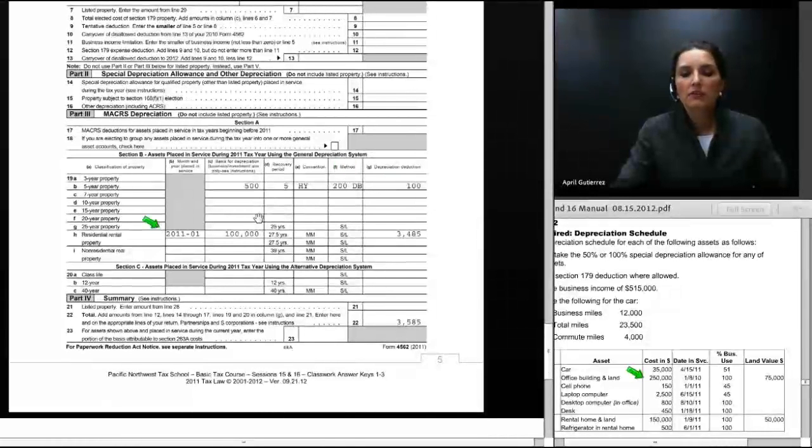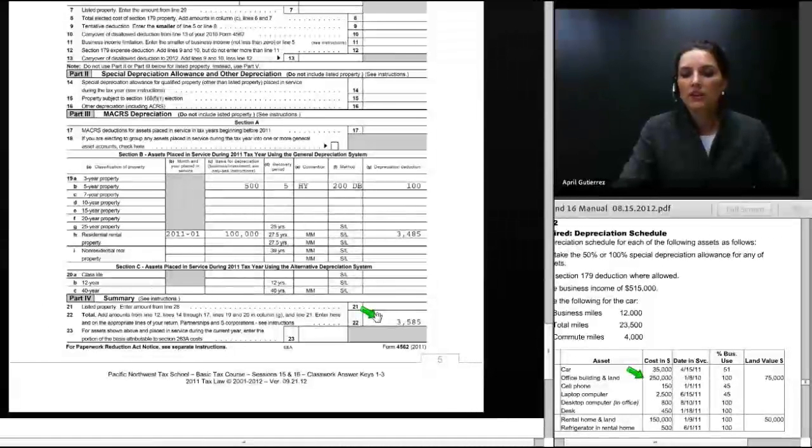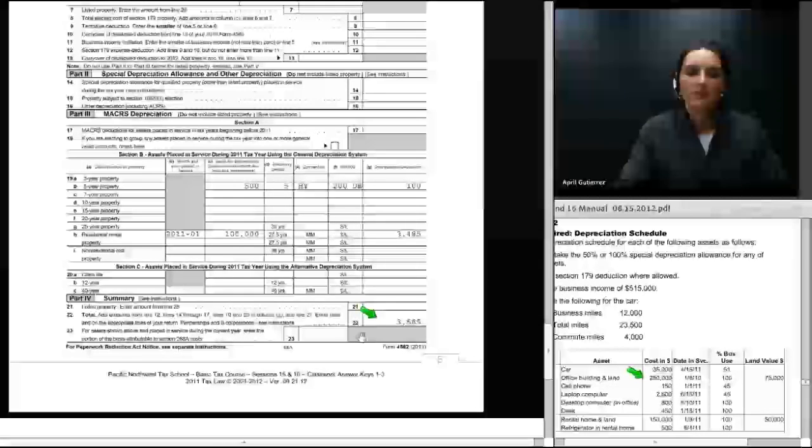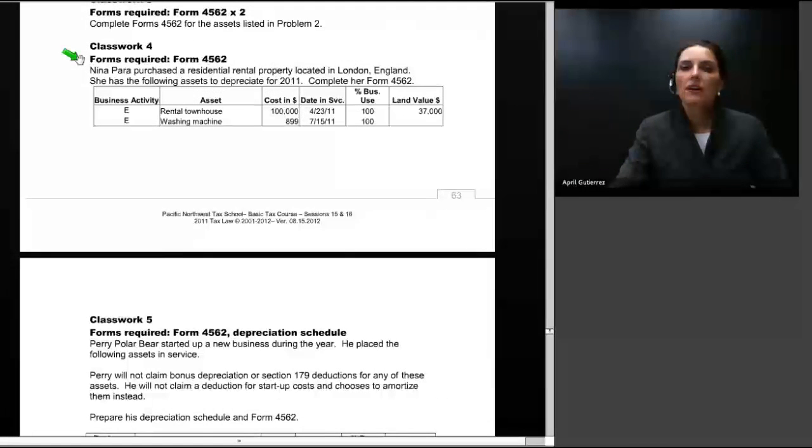On the residential rental property, we have a $100,000 cost basis. Over 27.5 years, applying the mid-month convention, it gives us a $3,485 deduction. We total up $100 plus $3,485, and on line 22, we enter $3,585. So that completes the review of the Classwork 3 answer key. Let's move on now with Classwork assignment number 4.